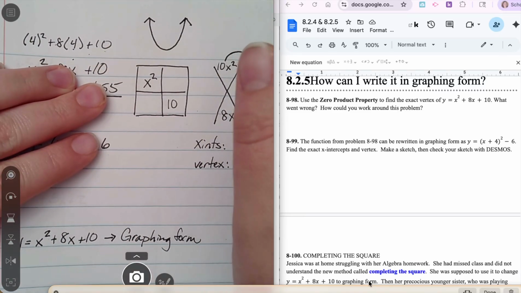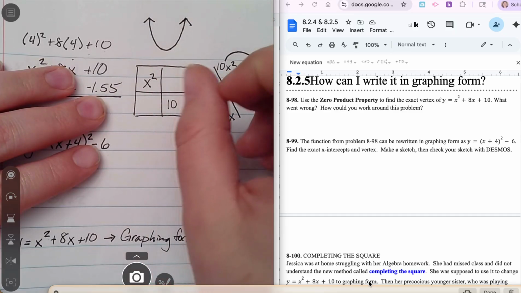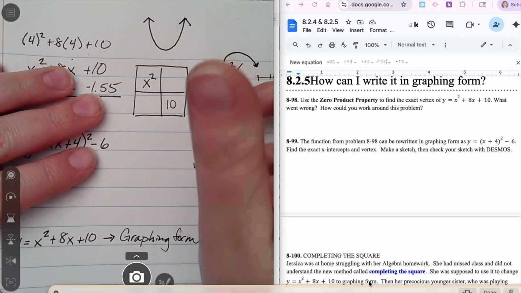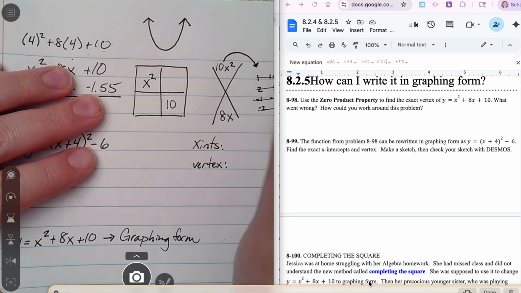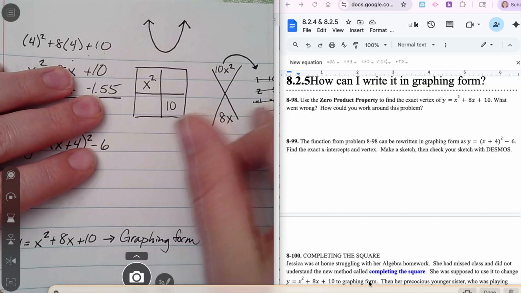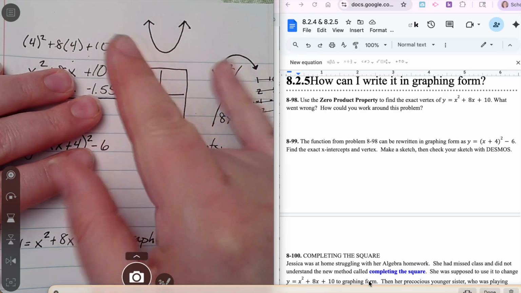All right, so for 98, it says use the zero product property to find the exact vertex of y equals x squared plus 8x plus 10. What went wrong? How could you work around the problem? So what they're asking us to do is use factoring, so the box and diamond method, to find the x-intercepts, and then from there to find our vertex.